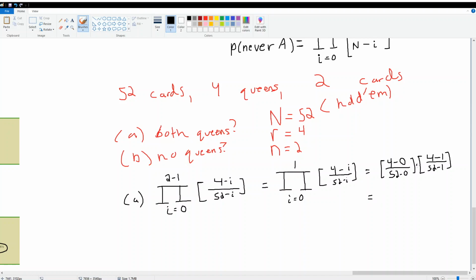So now that we've done it, we're multiplying them together, because product notation, we multiply everything together. 4 minus 0 is 4. 52 minus 0 is 52. Now we have 4 minus 1, that's 3. 52 minus 1 is 51. To convert this to English, this is the chance of your first one being a queen, and this is the chance of your second one being a queen, given that the first one was a queen. So therefore, the total chance of getting two queens is going to be 4 times 3 divided by 52 divided by 51, so roughly 0.452%.